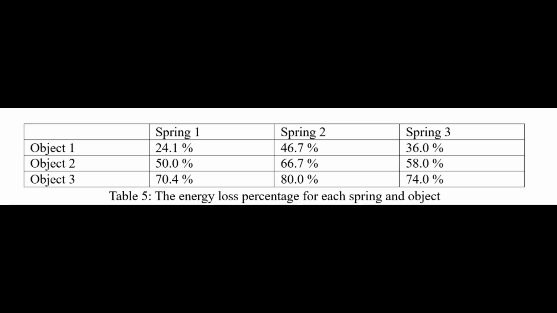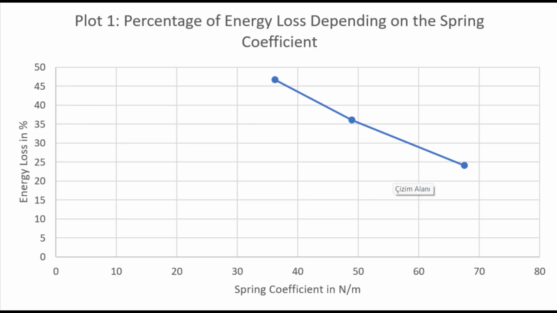Here are the percentages of energy loss for the 9 trials I did. First, if we take one mass and change the spring, the data showed that our stiffest spring was the most efficient, losing only about 24% of its energy. In contrast, the weakest spring struggled the most against friction, losing nearly 47% of its energy. This suggests that a stiffer spring transfers energy much more efficiently than a weaker one.